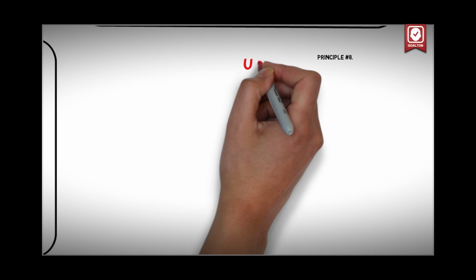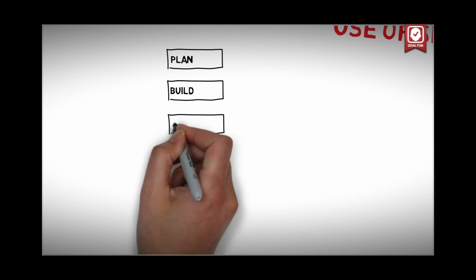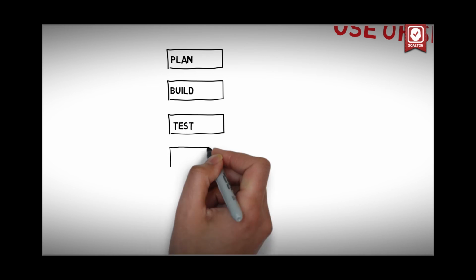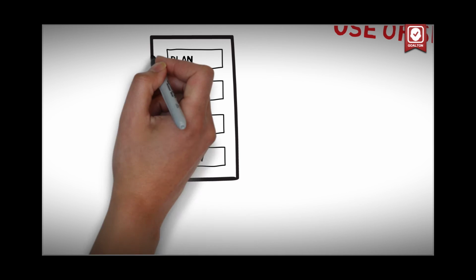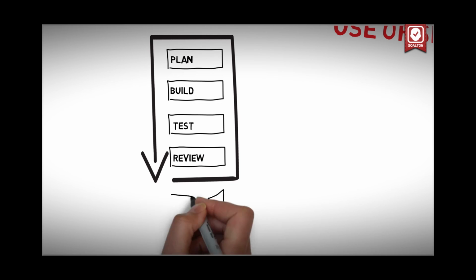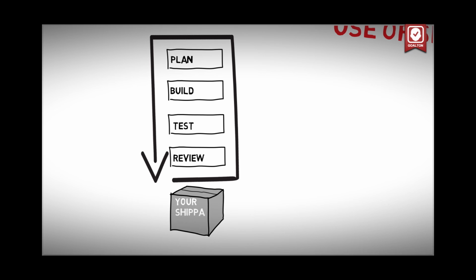Principle number 8. Use of sprints. A typical scheme of work is as follows. First, you plan. At the second step you build a product, then test how it works, and in the end make a review of what you got against what was originally planned. And only at the end of this process will you be able to present your shippable product.